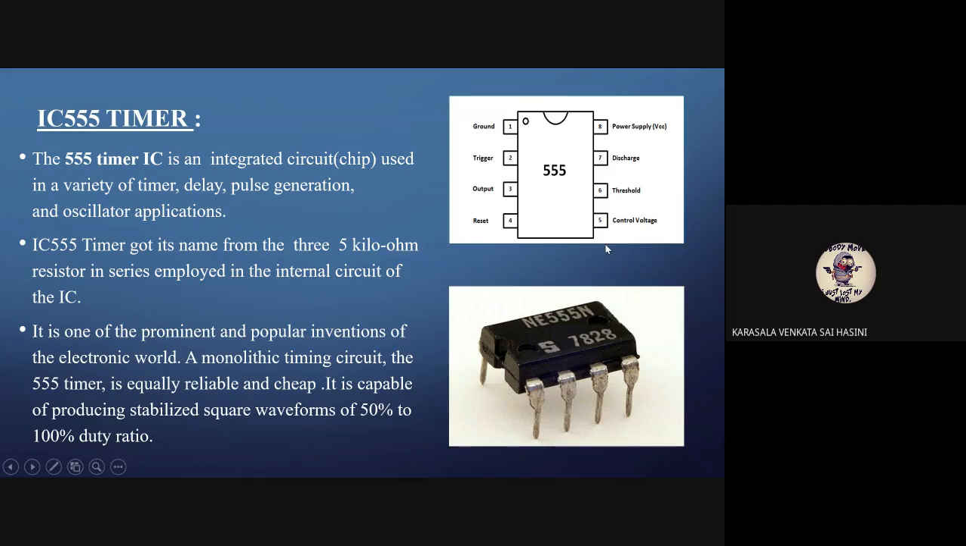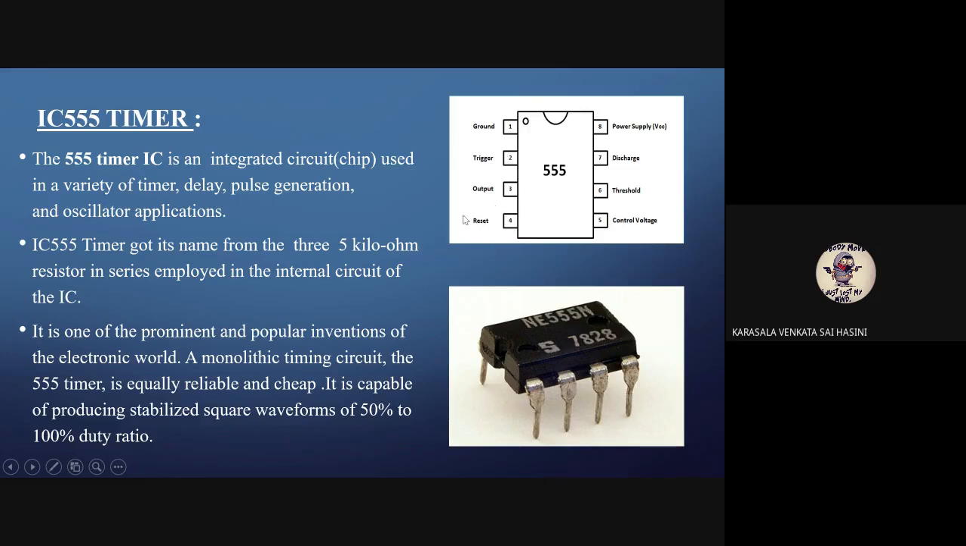This is the pin diagram of the IC555 timer. The 555 timer IC is available as an 8-pin mini DIP. It consists of 23 transistors, 2 diodes, and 16 resistors. Pin 1 is the ground terminal, where all the voltages are measured with respect to ground. Pin 2 is the trigger terminal, which is used to feed the trigger input. Pin 3 is the output terminal. Here, the output of the timer is available at this pin.